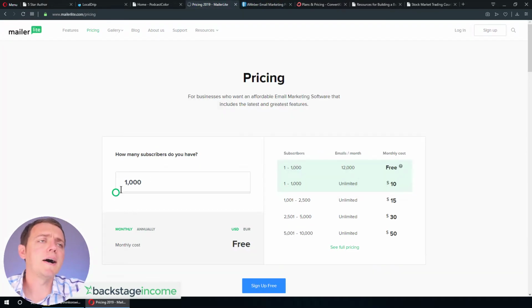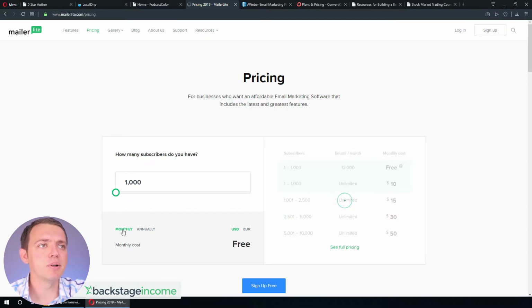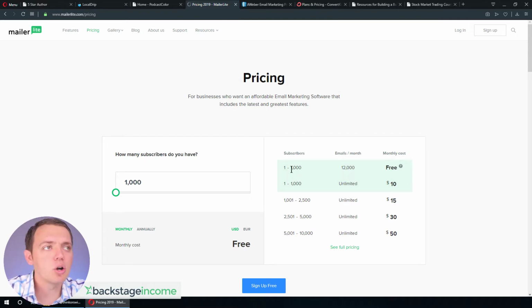So in either case, what I want to share with you is the pricing. And one of the things I like about MailerLite, especially if you're brand new and getting started, is that the first 1,000 people, if you're going on a monthly basis, is free. Yes, it has the logo. Yes, there are a couple of features you can't access, but it's still a very viable platform with some automations, and it's free up to the first 1,000.